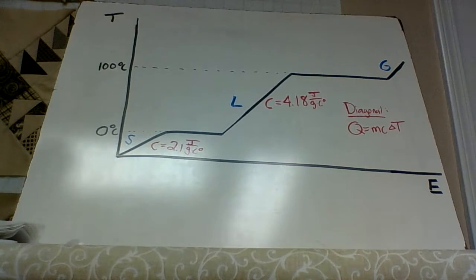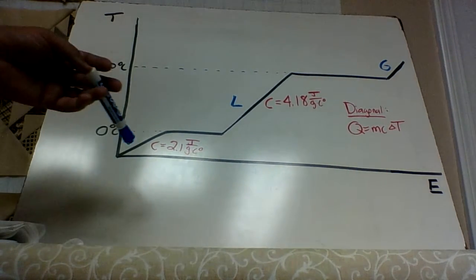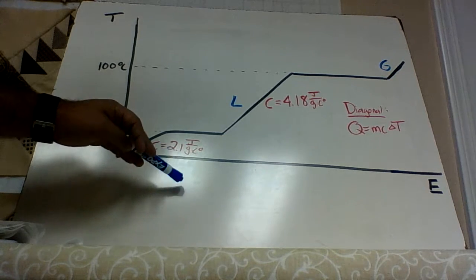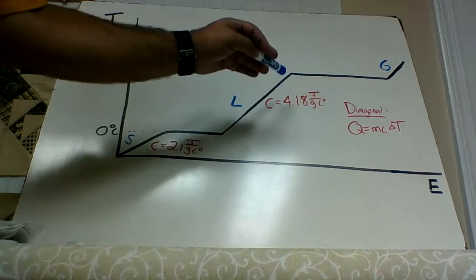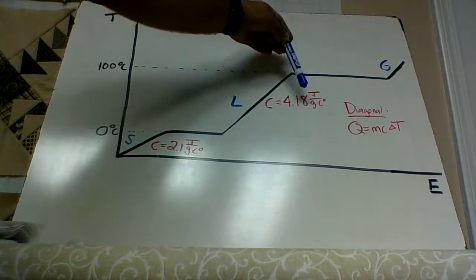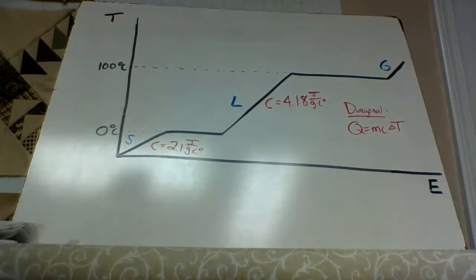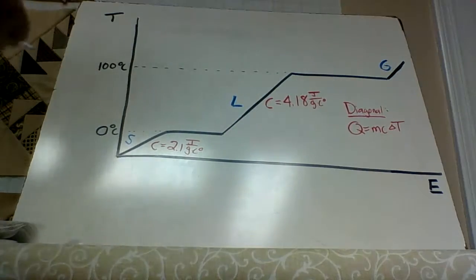And so all that being said, that's really important because this basically says that the solid is easier to warm up than a liquid is, because the liquid, according to this, requires more energy per gram and per Celsius degree raised. So that's the diagonal portion. Always use Q equals mc delta T.